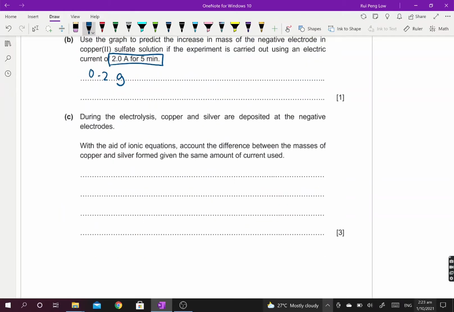So the 2 ionic equations are as such. We have copper 2 plus, 2e-, to give you copper solid, and then you have silver plus, 1e-, to give you your silver solid. Now, that's not the end.